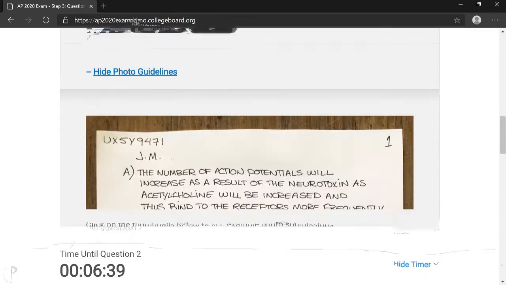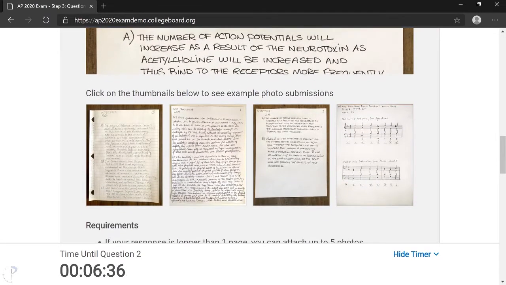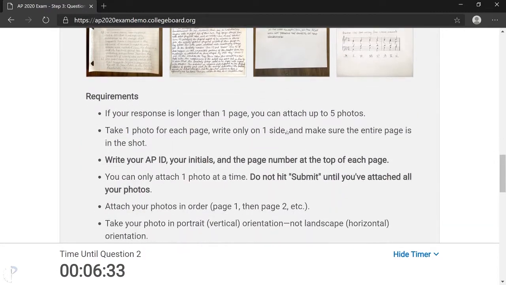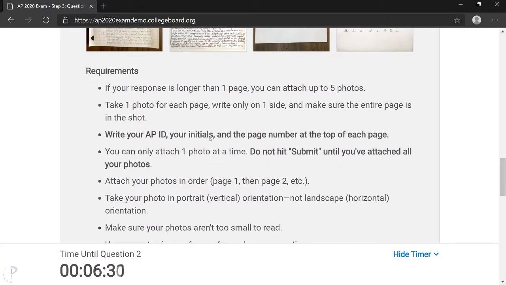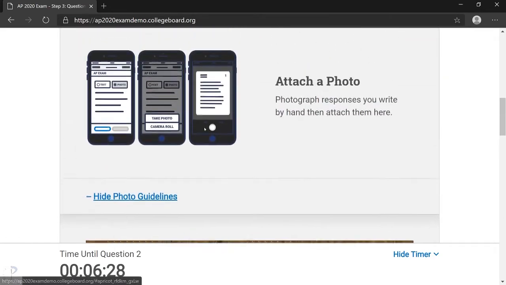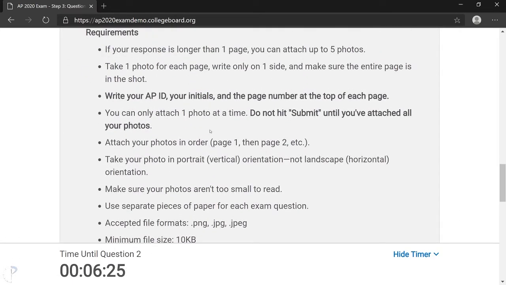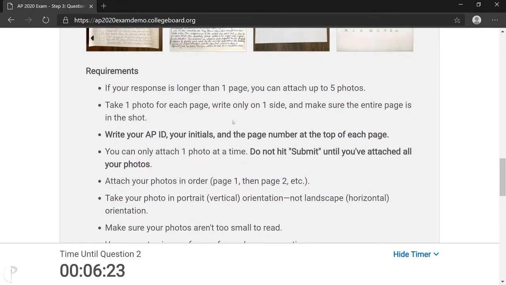So photo guidelines. Let's see, photo guidelines. So let's say you do it on paper, and then you take pictures. Requirements. And when you are submitting, at the top, you're supposed to write your initials and your ID. Write your AP ID, your initials, and the page number at the top of each page. You can only attach one photo at a time. Do not hit submit until you've attached all photos. Ooh, this one's important. If you're doing photos, you want to upload one at a time. Submit doesn't mean upload the picture. Submit means turn in whatever you have.